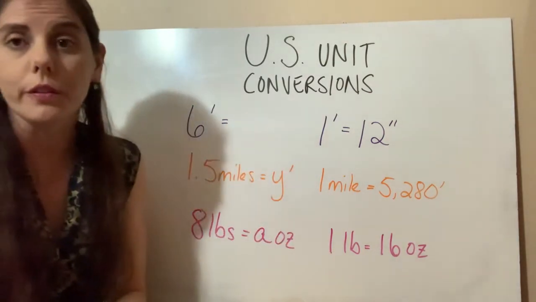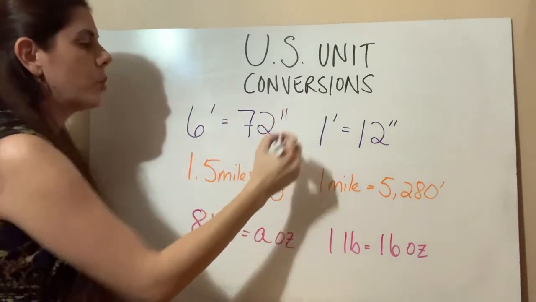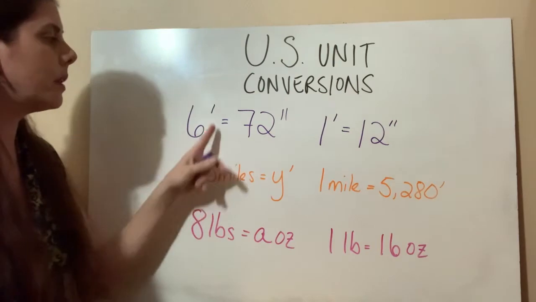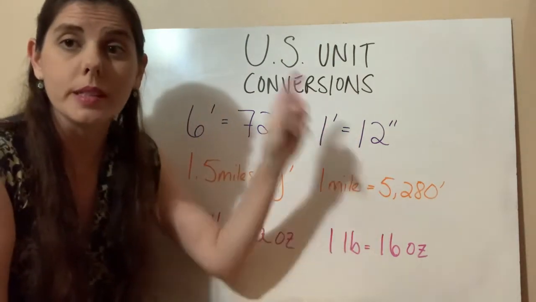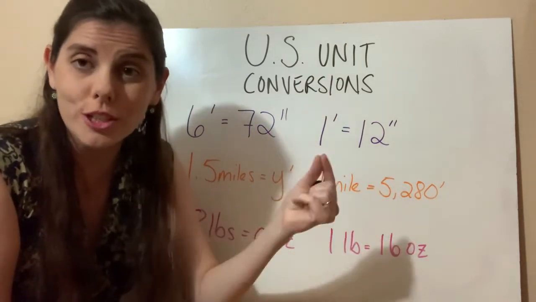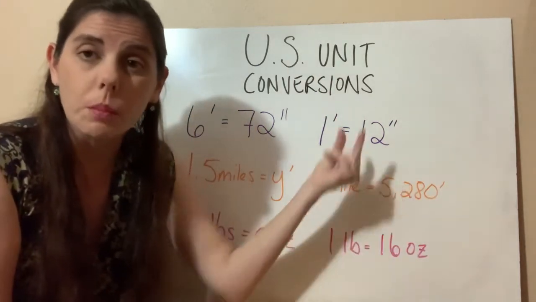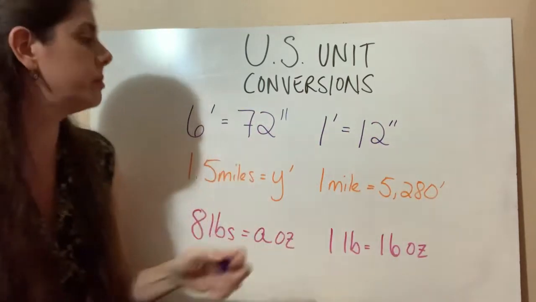I'm not going to do this for all of these, but really all we had to do is multiply the bigger unit by how many of the smaller one is in one of those bigger units. So in this case, there's 12 inches in 1 foot. So we multiply that 12 by how many feet we're actually measuring.